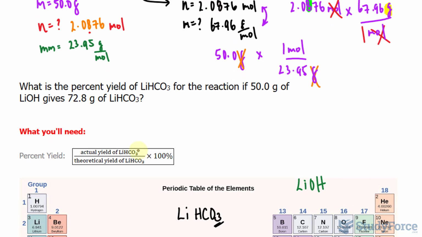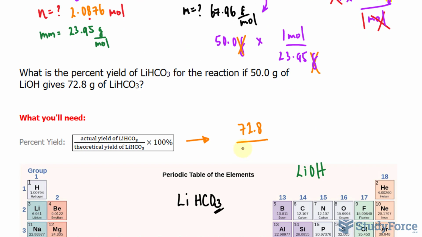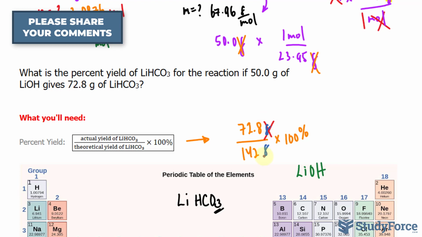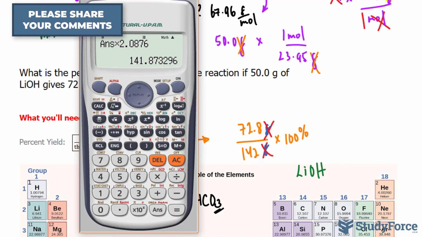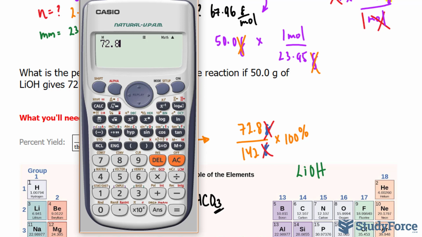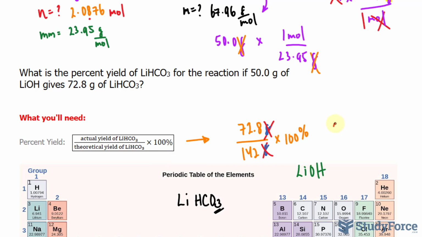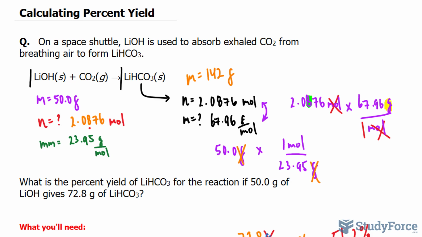I can finally take that number and substitute it into this formula. So I have 72.8 divided by the number that I just found, 142 times 100%. Both of these are in grams, so our percent yield will not have any units other than percent. 72.8 divided by 142, multiplying that by 100, gives us a percentage yield of 51.3%. And there you have it. That is how to calculate percent yield.